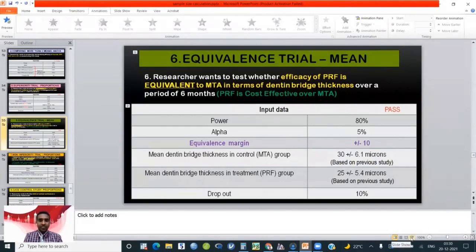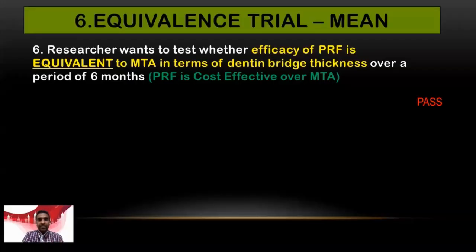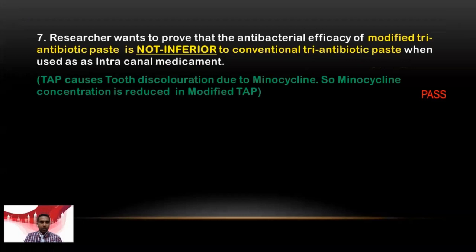Right? The next study design is the non-inferiority design. Now, why do you want to conduct a non-inferiority design? Let us consider this example. A researcher wants to prove that the antibacterial efficacy of modified triantibiotic paste is not inferior to conventional triantibiotic paste when used as an intracanal medicament.